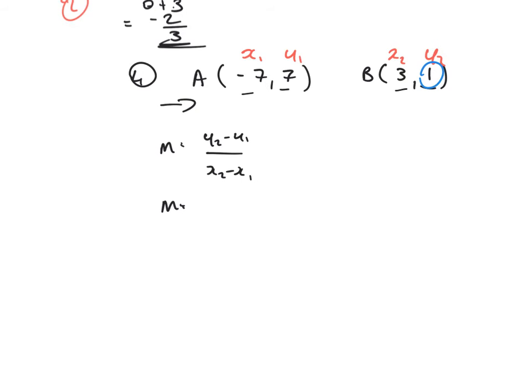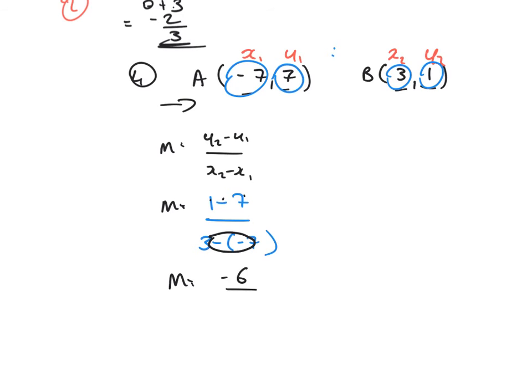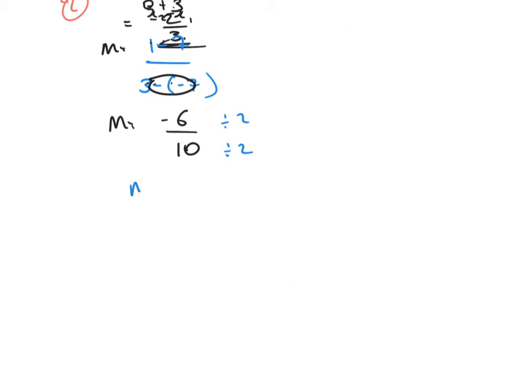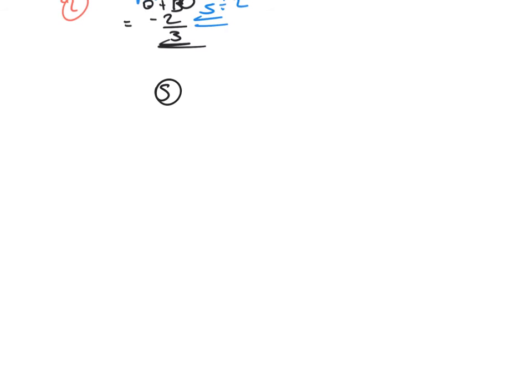Okay, so it's 1 minus 7 over 3 minus minus 7. Okay, two negatives together become a plus. 1 take away 7 is minus 6, and 3 minus minus 7 is 3 plus 7, that's 10. I won't get a whole number here, but I absolutely should look to simplify that fraction. Divide top and bottom by 2, and that will give me minus 3/5. Final answer.